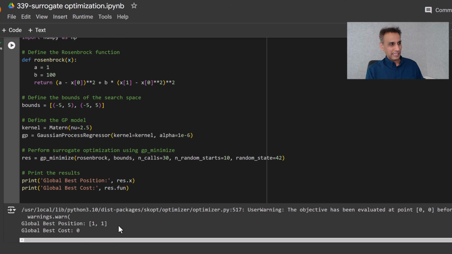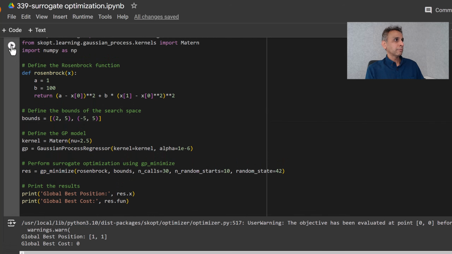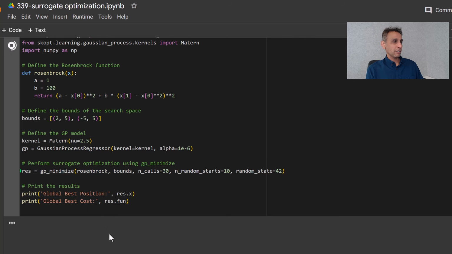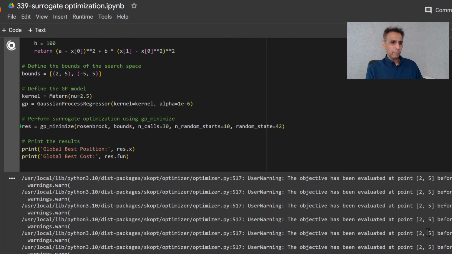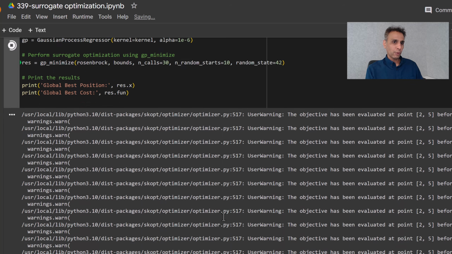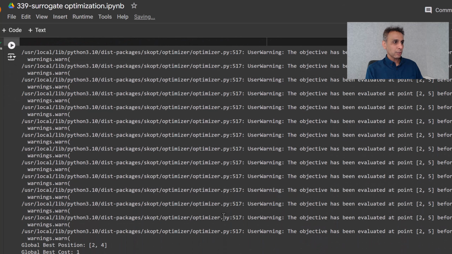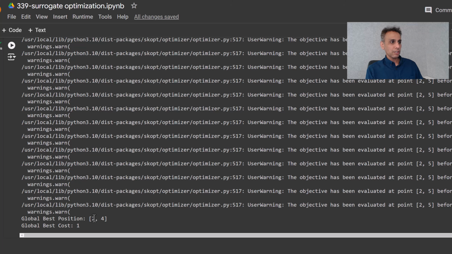As you can see, as predicted, it gives you 1 and 1. Let's change this to 2, because now the solution cannot be 1 and 1. Obviously, it's beyond the bounds there. So let's see what solution it gives us. Now it's actually thinking, right? It's going from 2 and 5, and I hope it doesn't just tell me 2 and 5, because the answer should be 2 and 2 squared, which is 4. So it should be 2 and 4. Let's go down. It is going through multiple iterations. Yeah, the best position is 2 and 4, and the global cost is 1.